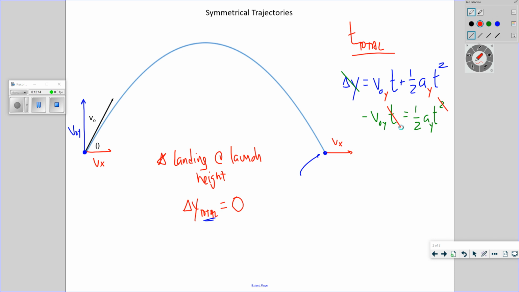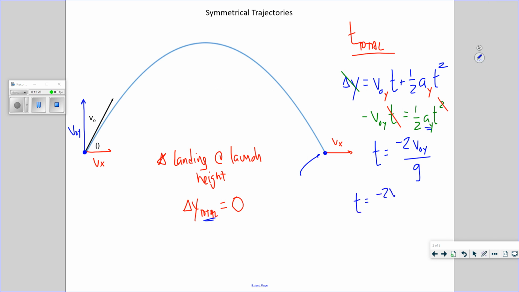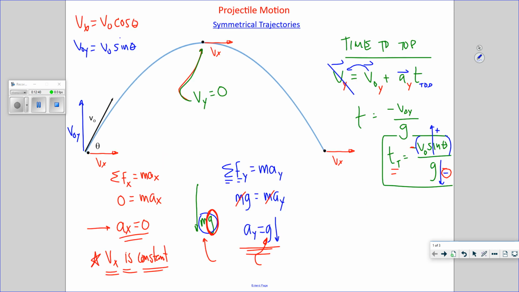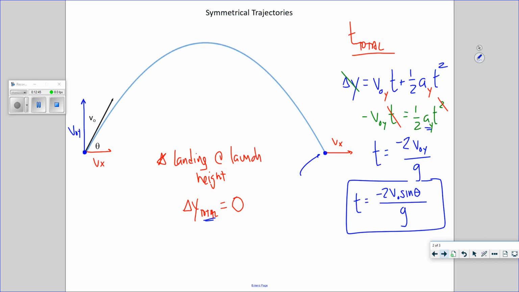And if I solve for time in the air, multiply both sides by 2, divide by g, because a_y is g. Or we can expand a little further and say negative 2 v naught sine theta over g. So this is our little trig work from before. And look at this. Look at the previous result, time to the top, negative v naught sine theta over g. Look at total time, negative 2 v naught sine theta over g.